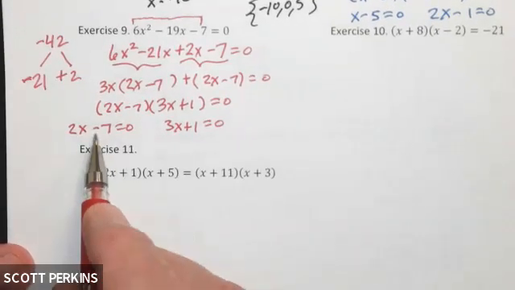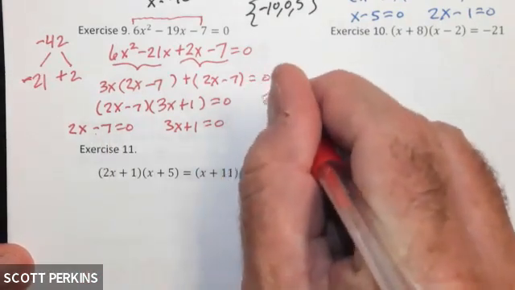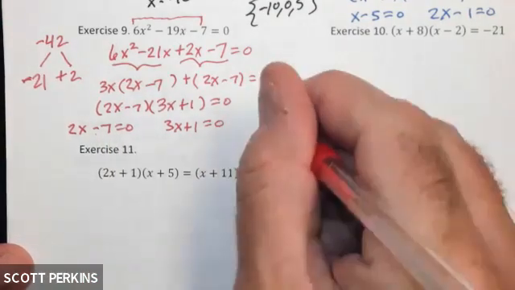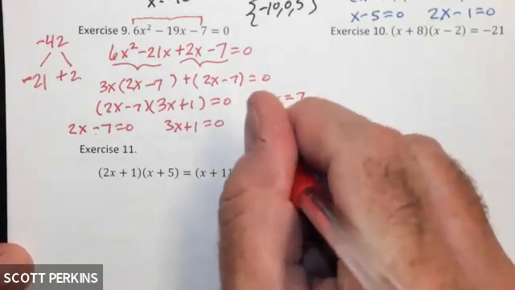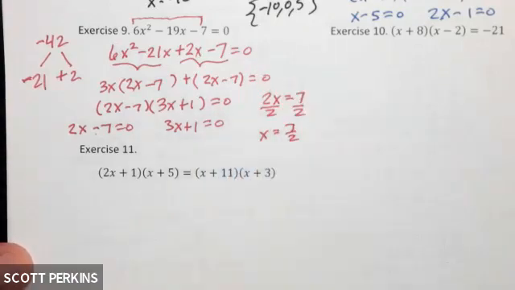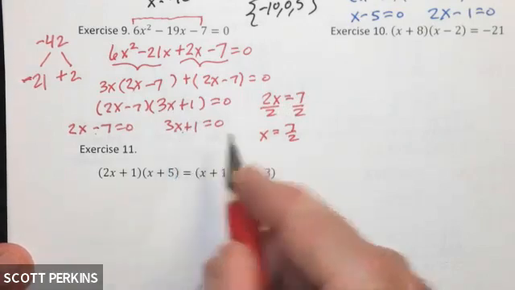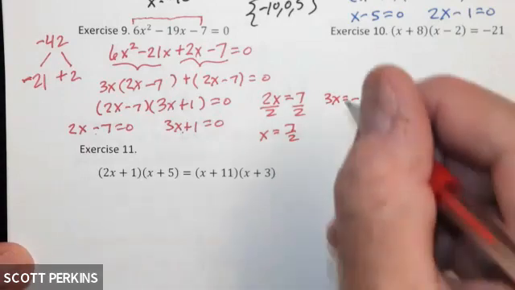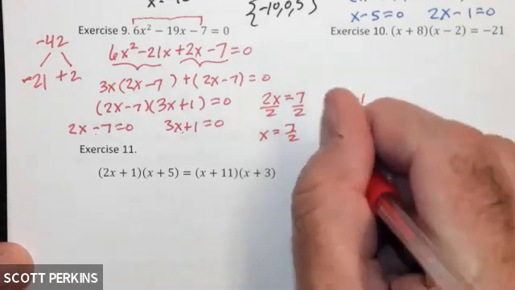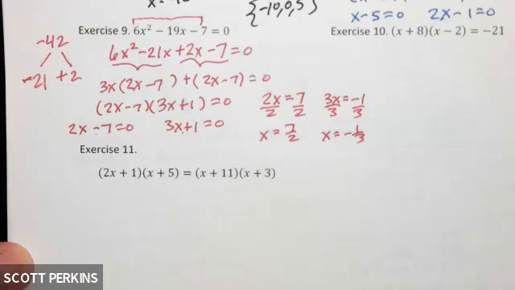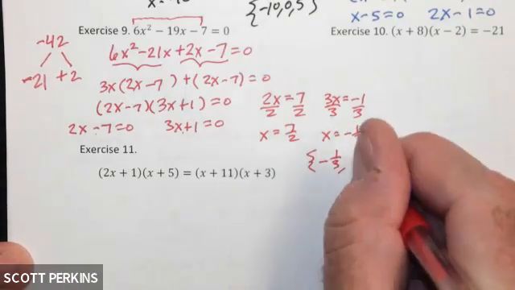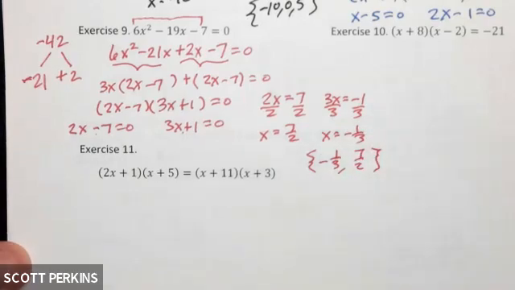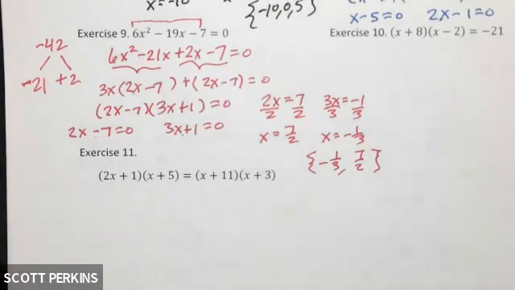So the first one, I'm going to add 7 to both sides, and I get 2x equals 7. I'll divide by 2, and x is 7/2. There's my first answer. The second one, I'll subtract 1 from both sides, so I get 3x is -1. And when I divide by 3, I get x is -1/3. So my solution set, which I'll write right here, is -1/3 and then 7/2. Those are the two answers. All right, we got 2 more problems. We're approaching the finish line.